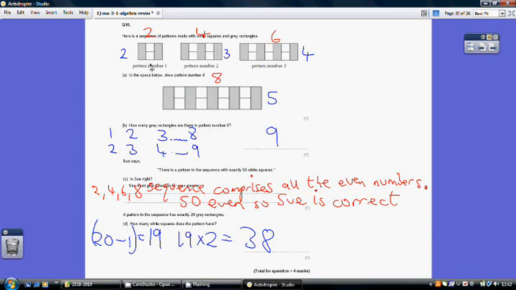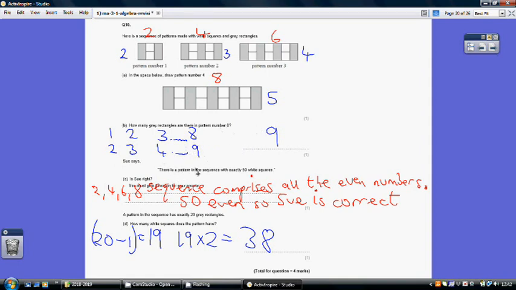Now, part B, how many grey rectangles are there in pattern number 8? Let's go back and have a look at how many grey rectangles we have. Pattern number 1, we've got the 2 grey ones. Pattern number 2, we've got the 3. Pattern number 3, we've got the 4, and so on. So we can see that the number of grey rectangles is always 1 more than the pattern number. So pattern number 8 is going to have 9 tiles.